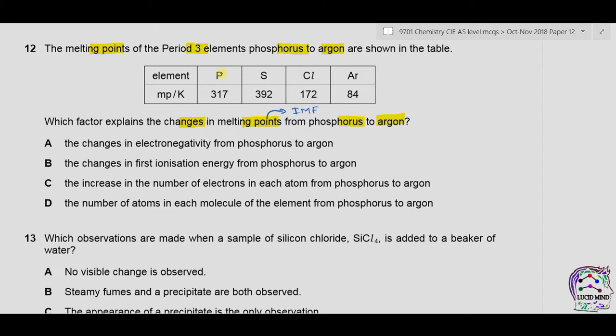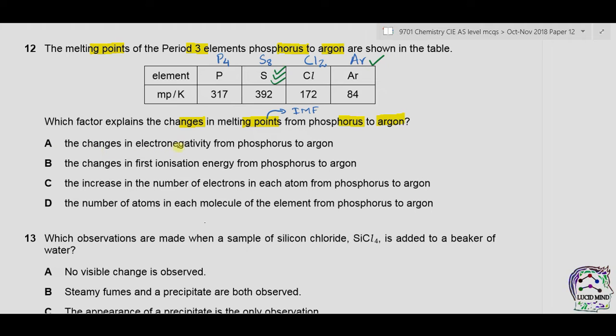Now we know that phosphorus exists as a molecule of 4 atoms in the form of P4, while sulfur can exist in a molecule of 8 atoms as S8. Chlorine exists as a diatomic molecule, Cl2, and argon is always monoatomic. So we can say that the greater the number of atoms present in a molecule, the stronger the intermolecular forces of attraction. Therefore sulfur has the highest melting point, and as argon is monoatomic, its melting point will be lowest.